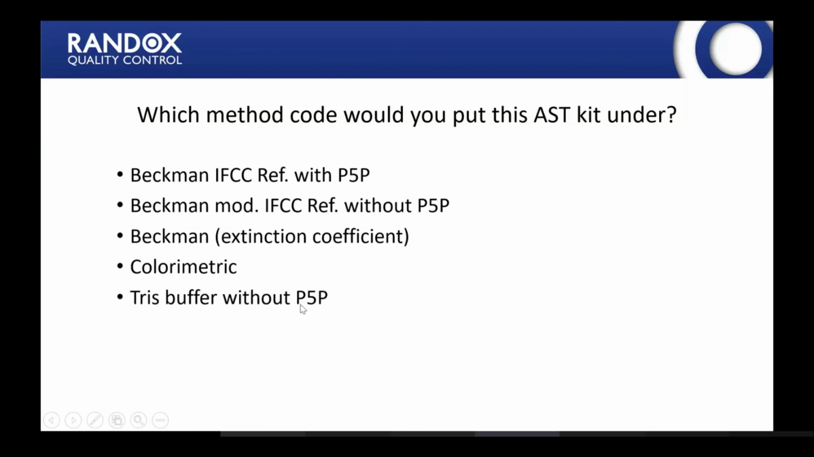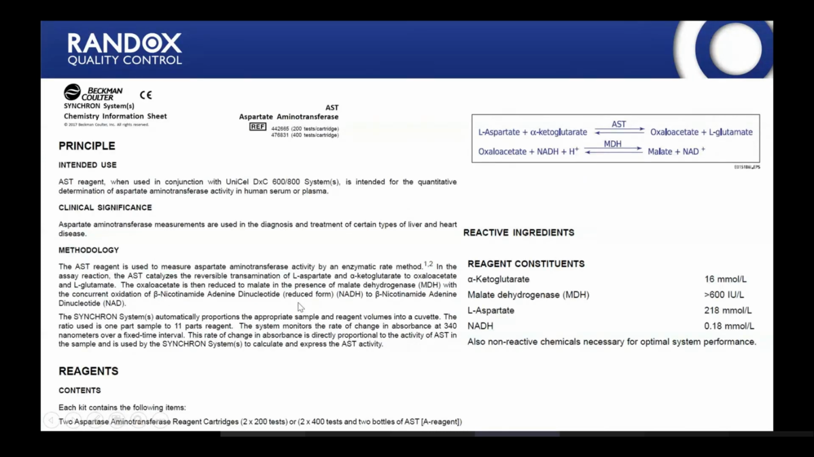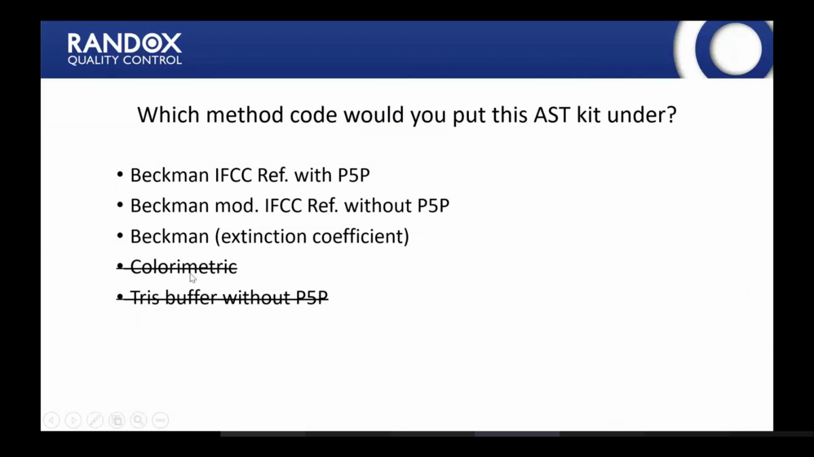So whenever we were looking at this, the first thing we normally look at is, does it state the reagent or does it state the methods that the kit actually uses? In this case, there's no indication of the use of pyridoxal 5-phosphate. And if we look at the methods, it's an enzymatic rate method. So we can very quickly determine that it's not colorimetric and it's not a tris buffer without P5P.